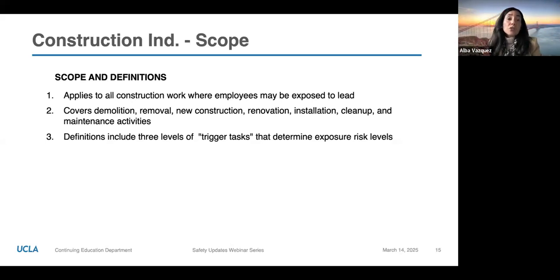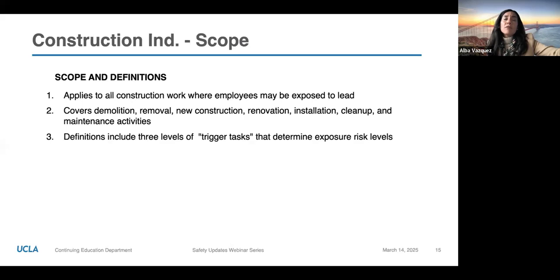It covers demolition, removal, new construction, renovation, installation, cleanup, and maintenance activities. The definitions include 3 levels of triggered tasks that determine exposure risk levels. Mind you, the trigger tasks have always been there, but now there's a little bit more specificity to it. And also because of the action level triggering all of these protective measures in place, you are looking into, okay, what happens if I'm doing a level 1 trigger task?